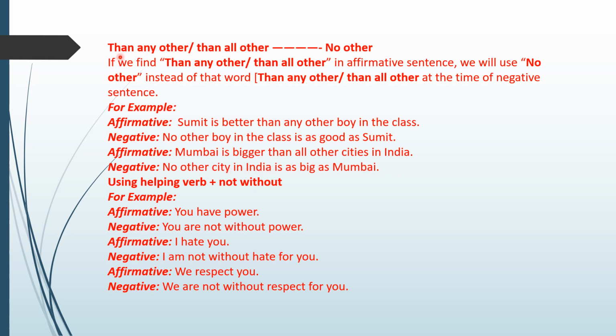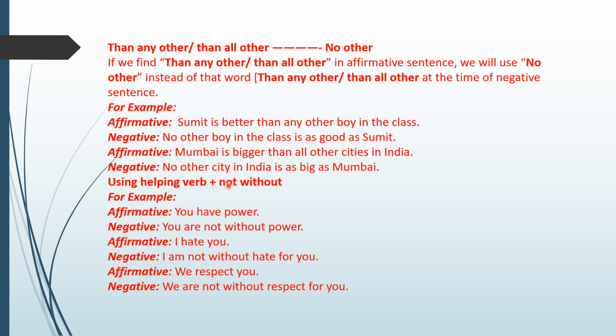So remember children, when there is than any other or than all other in the affirmative, then your negative you will begin by writing no other. Basically, you have to make it into the positive degree. But because the word no is there, therefore it is a negative sentence.